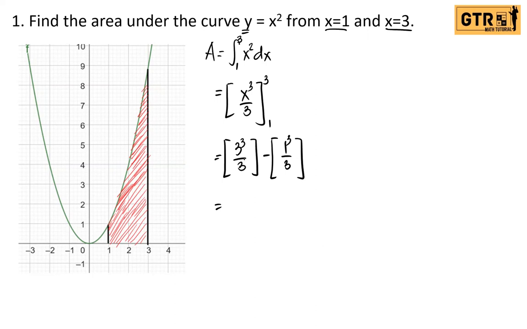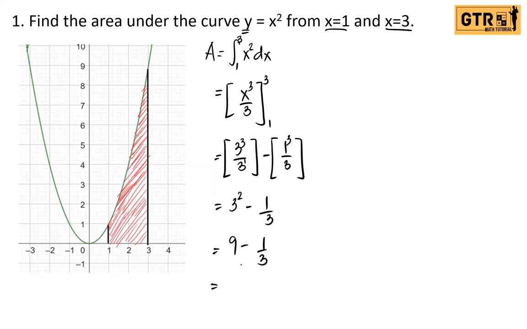3 cubed over 3 to the 1. So just subtract the exponents, so we have 3 squared, minus 1 cubed, that is 1 over 3. So simplify: 3 squared is equal to 9, minus 1/3.